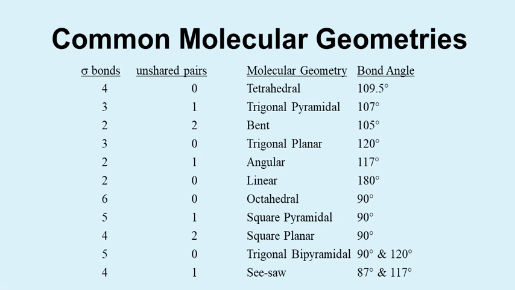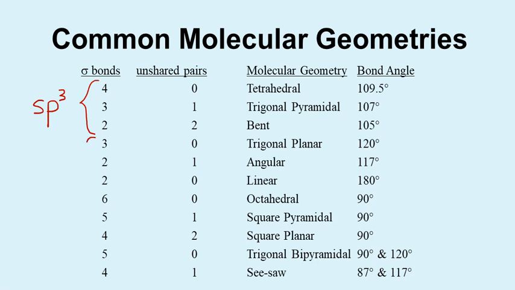Some of these we can group. If you want to take this list, we can actually group the first 3 together, and we can say that all of those first 3 molecular geometries all have the sum of their sigma bonds and unshared pairs to be 4. 4 plus 0 is 4, 3 plus 1 is 4, and 2 plus 2 is 4. And so you might remember that that tells us the hybridization. So we have sp3 hybridization for those first 3 geometries.